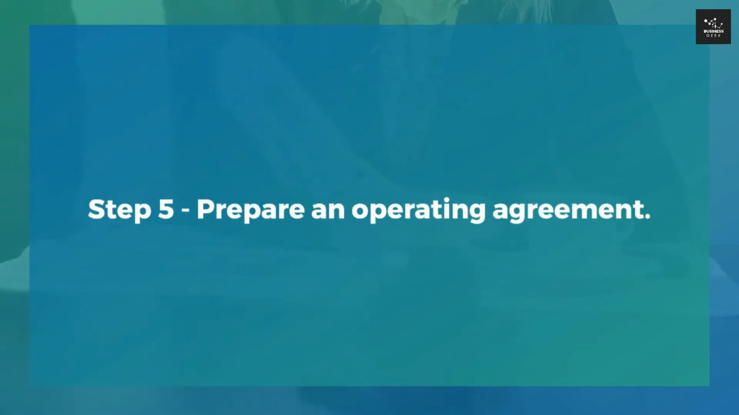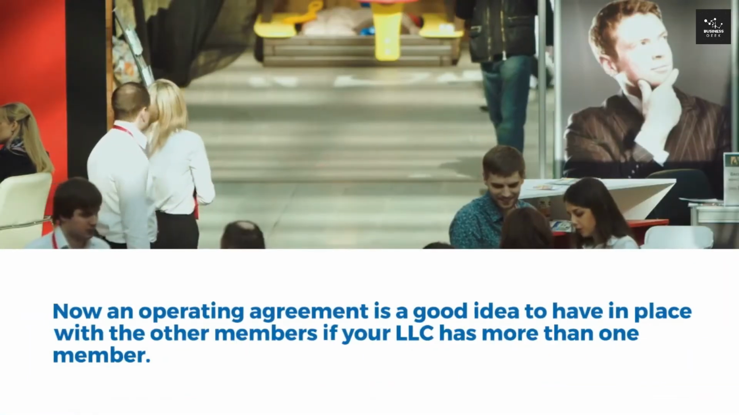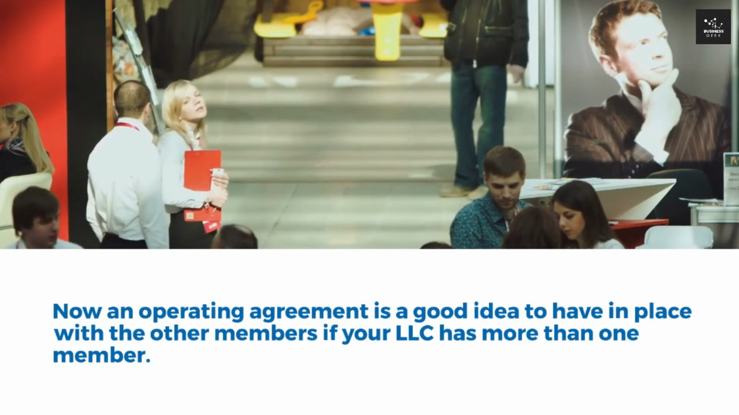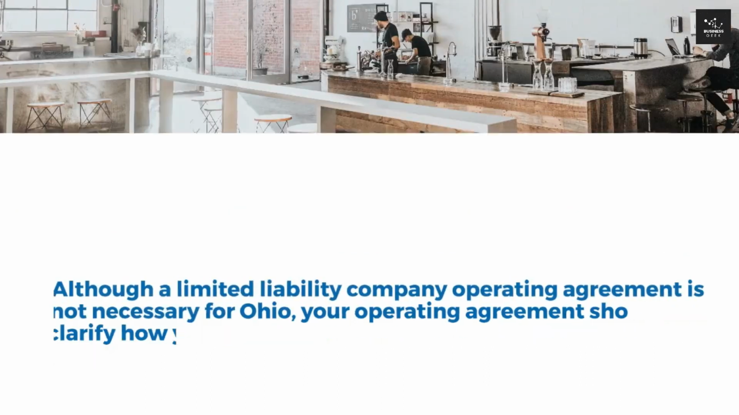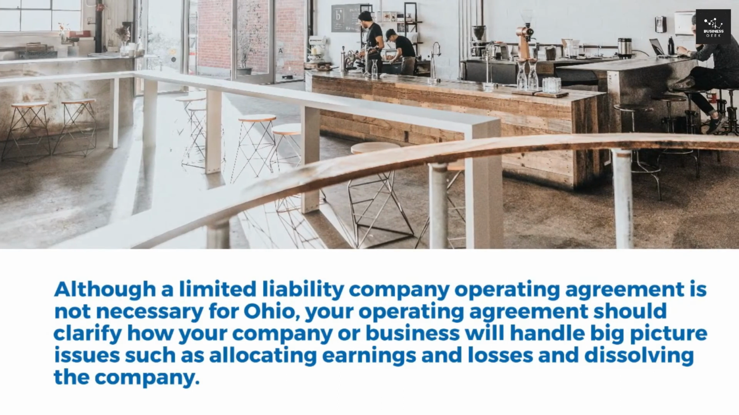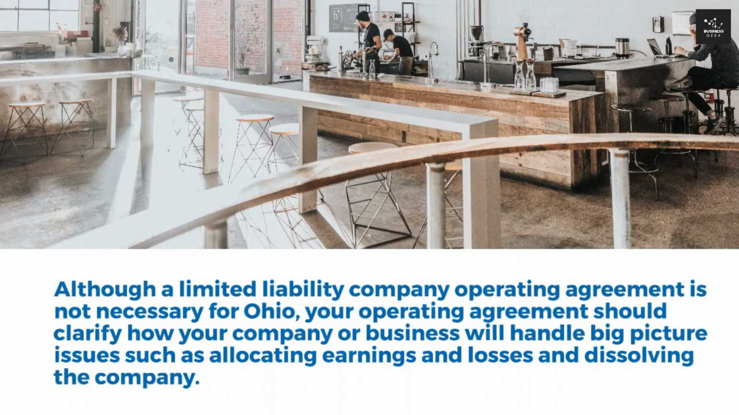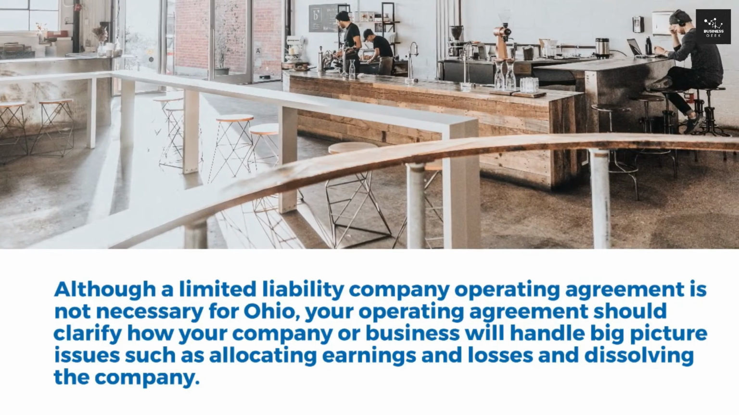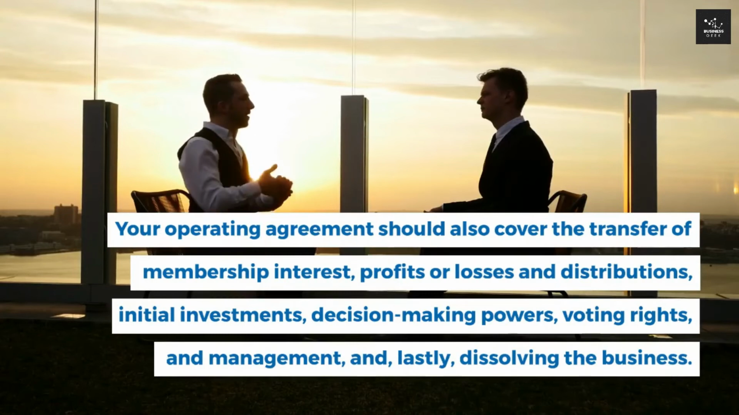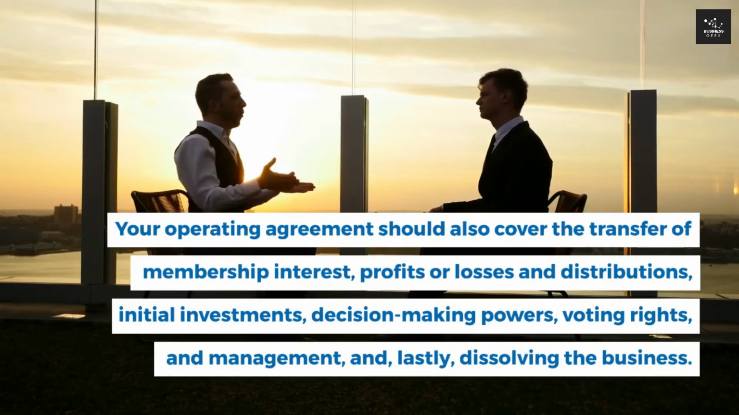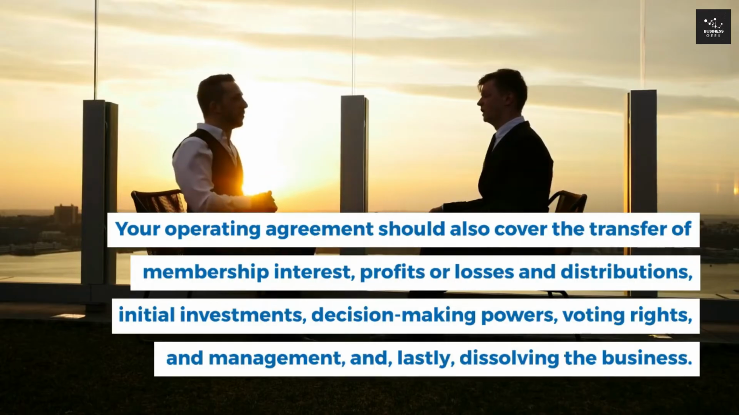Step 5. Prepare an operating agreement. Now, an operating agreement is a good idea to have in place with the other members if your LLC has more than one member. Although a limited liability company operating agreement is not necessary for Ohio, your operating agreement should clarify how your company or business will handle big picture issues such as allocating earnings and losses, and dissolving the company. Your operating agreement should also cover the transfer of membership interest, profits or losses and distributions, initial investments, decision-making powers, voting rights, and management, and, lastly, dissolving the business.